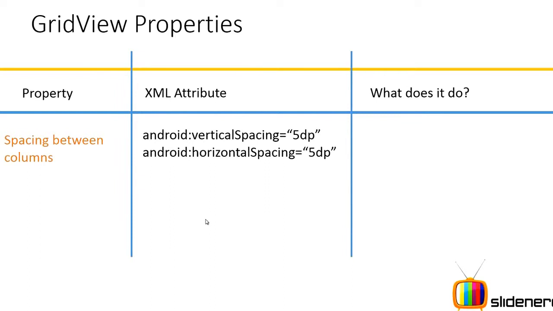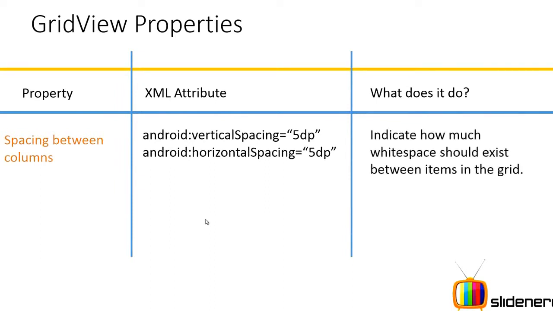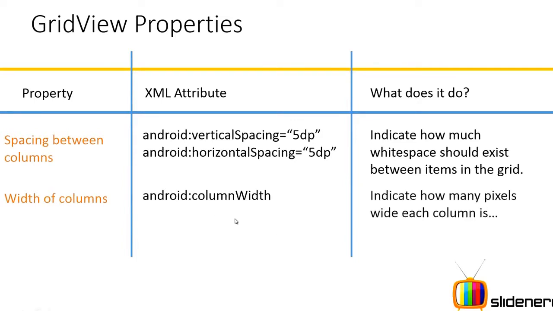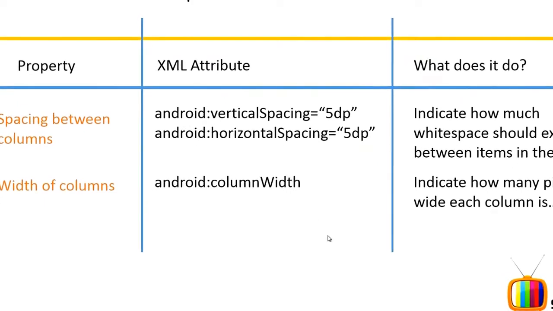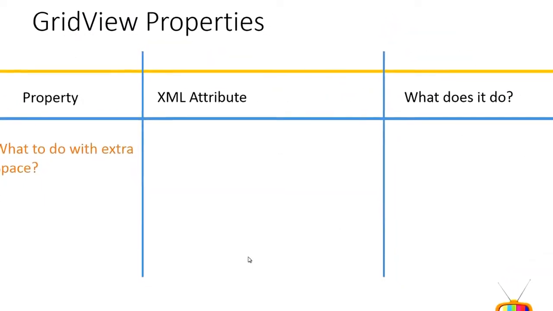The other property that we have allows us to control the spacing between columns. You can say Android vertical spacing equals to 5 dp, horizontal spacing is 5 dp. What you simply do is define how much space should exist between two items horizontally and vertically. Then you also can control the width of columns using Android column width. Here you simply specify the number of pixels you want the column to be wide, but remember, this is a very tricky part. If you are using images, you have to make sure that the column width has been calculated appropriately for images over here.